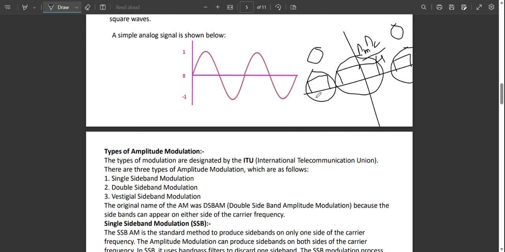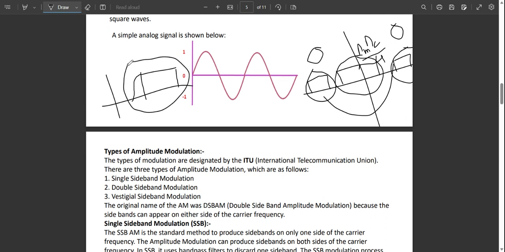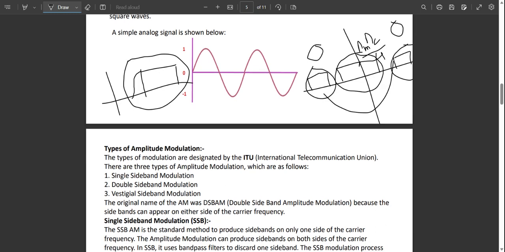In double sideband, both these parts are sent. And in vestigial sideband, a part of a single band and a part of the second band is sent. Actually, this is a single band, LSB, and this is the part of USB. So this whole message is sent in vestigial sideband modulation.